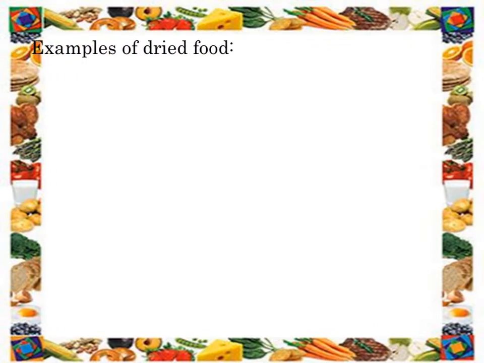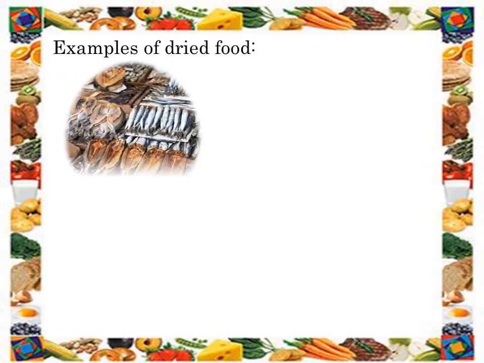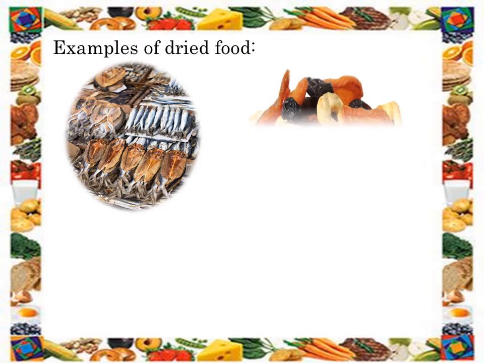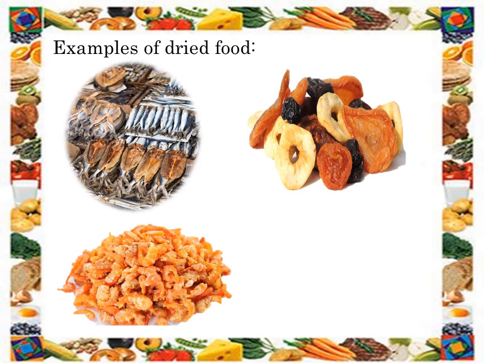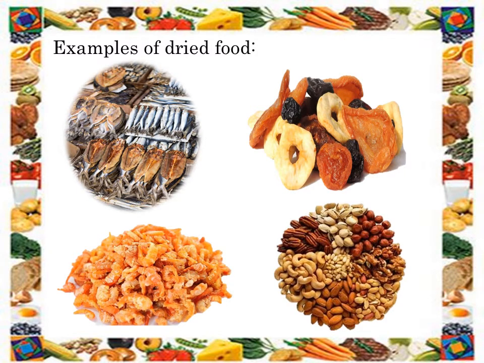These are the examples of dried food. We have daing, tuyo, dried pusit, dried raisins or dry fruits. We have dry shrimps or hibi, and dried beans.